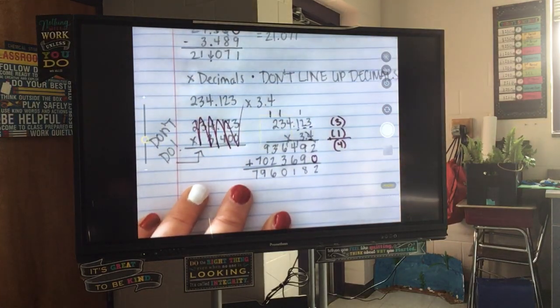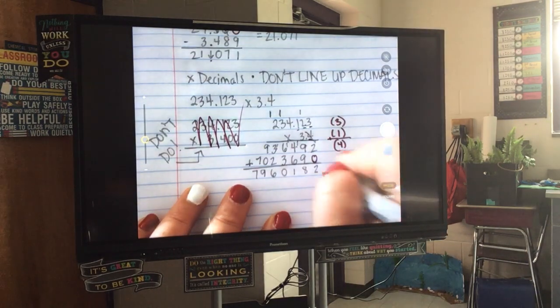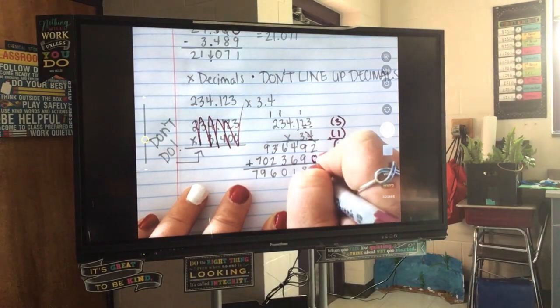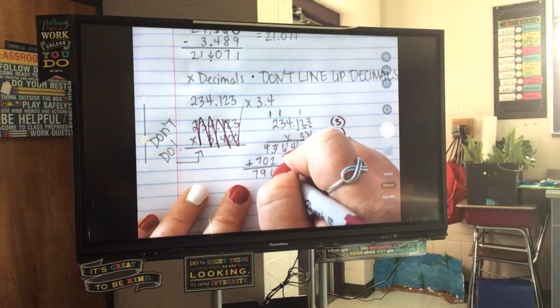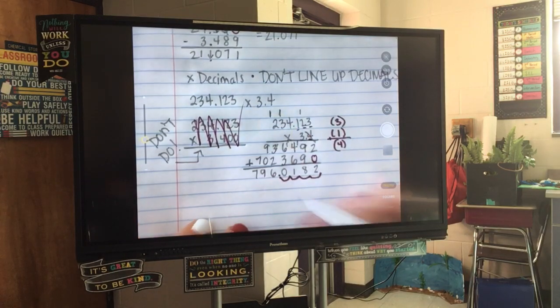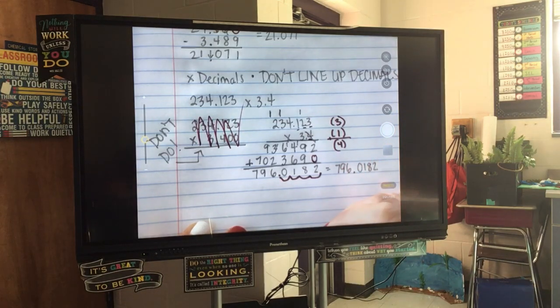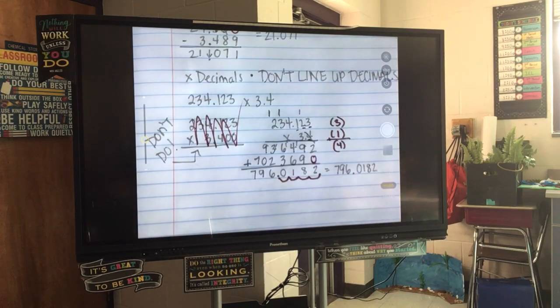So you start to right. Okay, so I'm gonna start here, and I'm gonna go 1, 2, 3, 4. So then my number is 796 and 182 10,000. Sorry, I had to think about what that decimal place was.